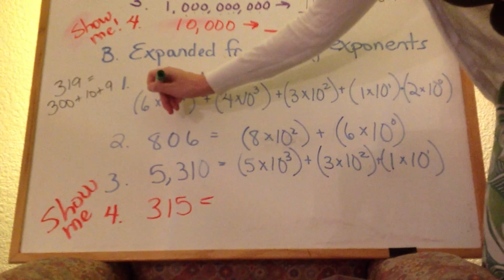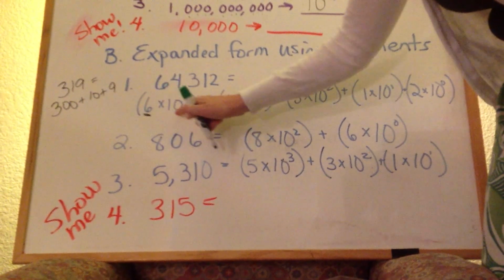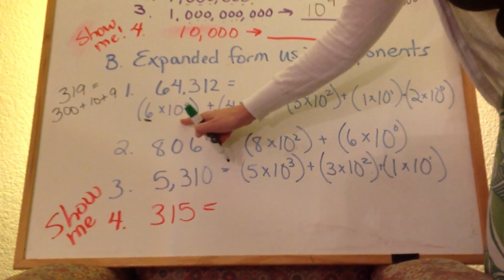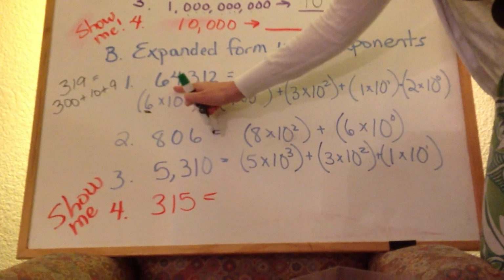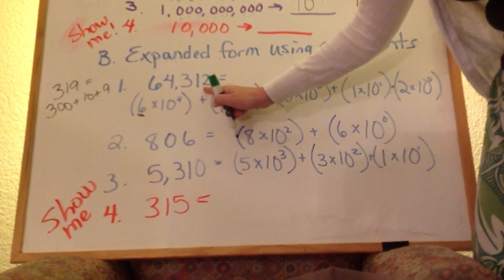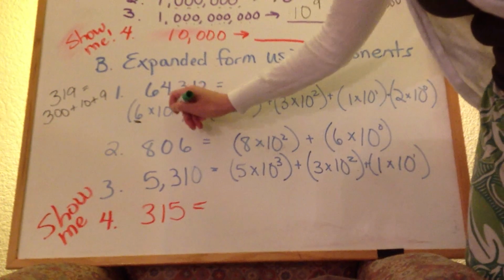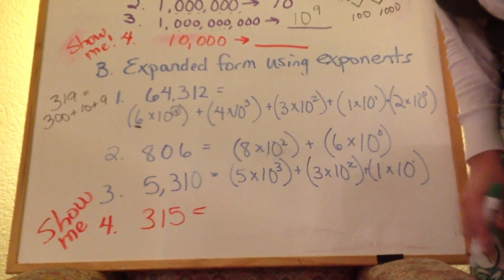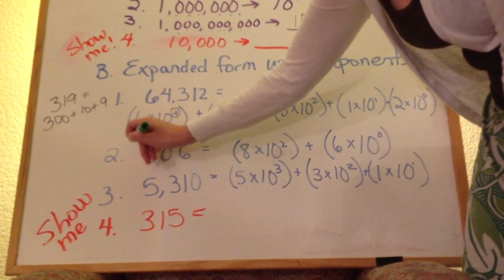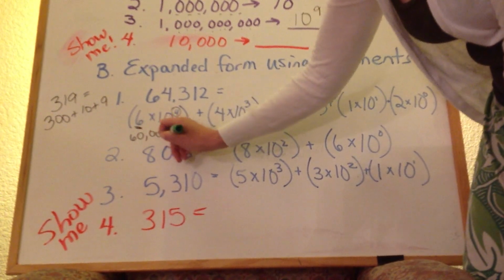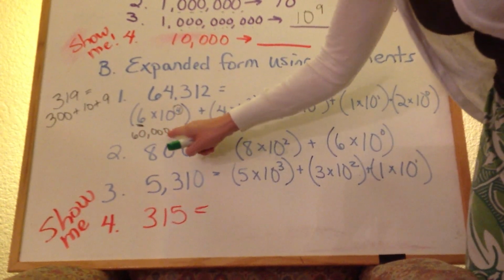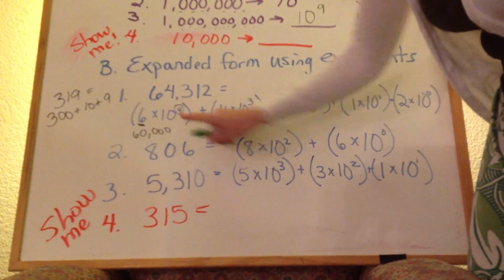So we write our first number, 6, times 10, and then we count how many places there are after the 6. 1, 2, 3, 4. So it's going to be times 10 to the 4th power. Because 6 times 10 to the 4th power is really just 60,000. Because look how many zeros there are. 1, 2, 3, 4.